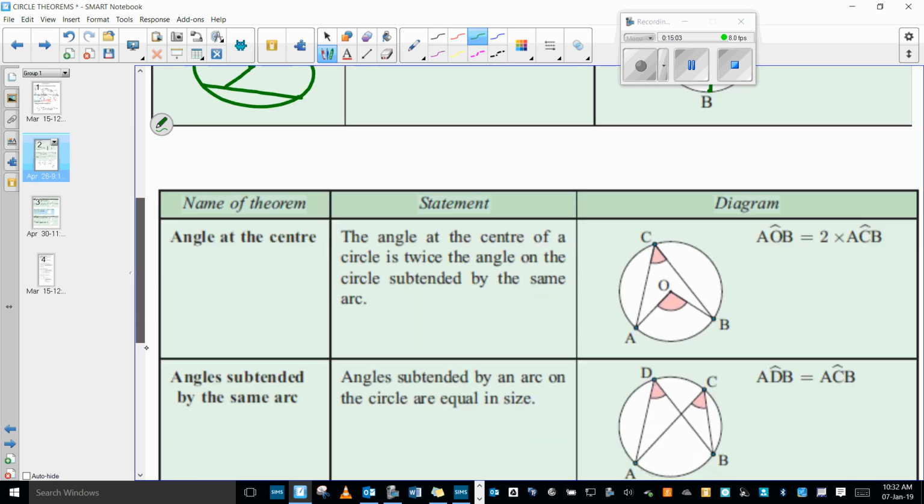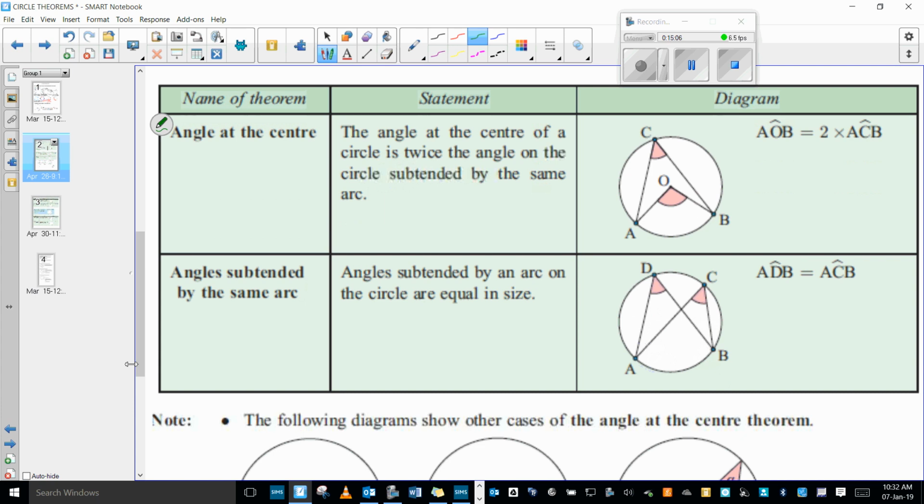Now you may have done some of these before. I'm not sure. Have you done any circle theorems before? Totally. We did. All right.